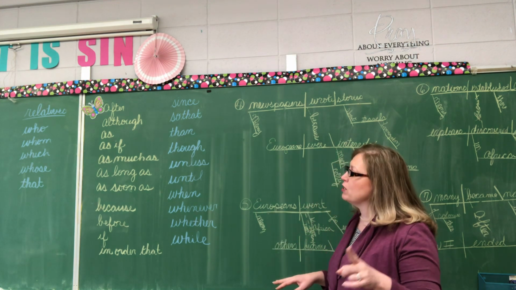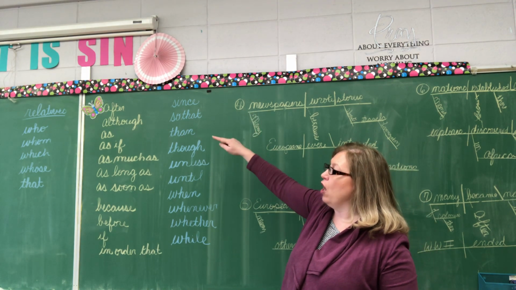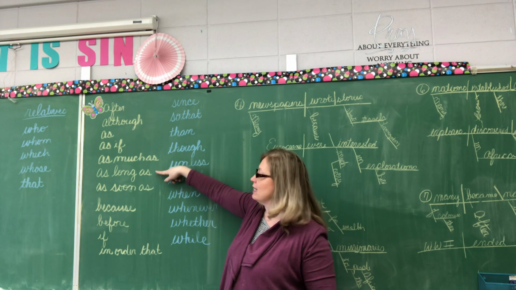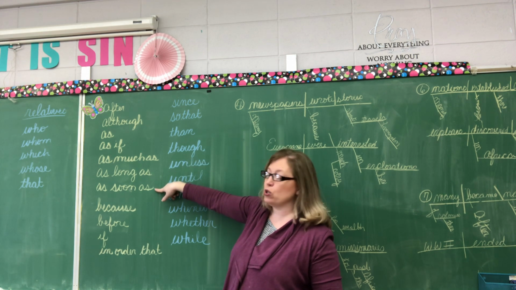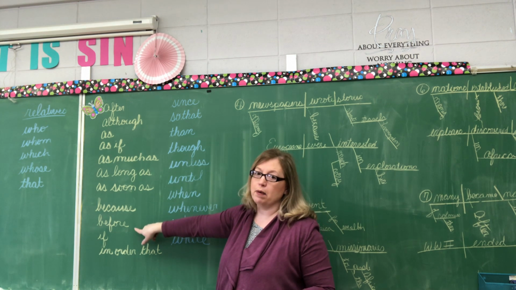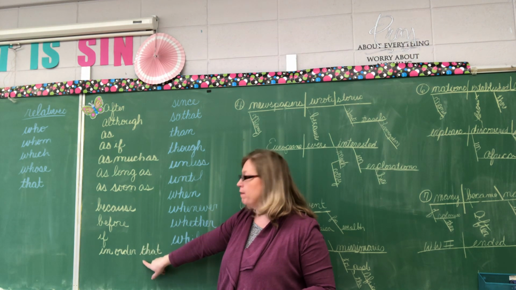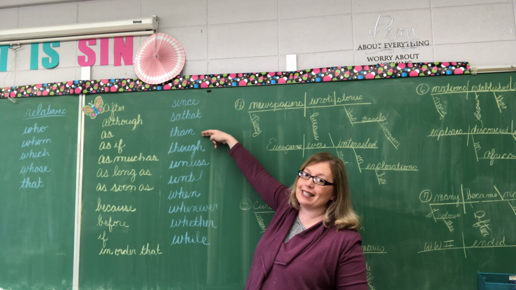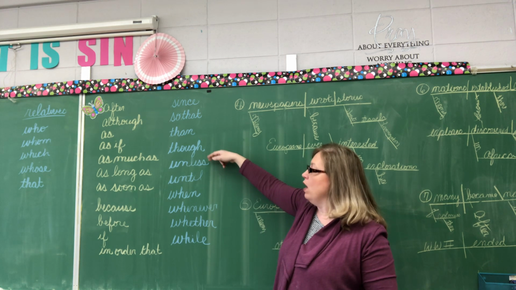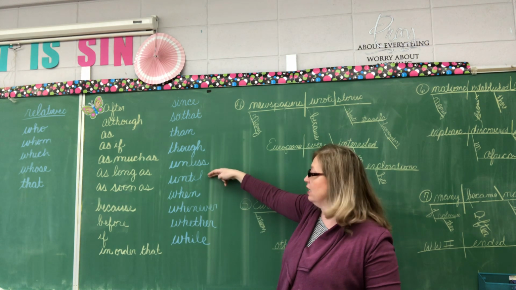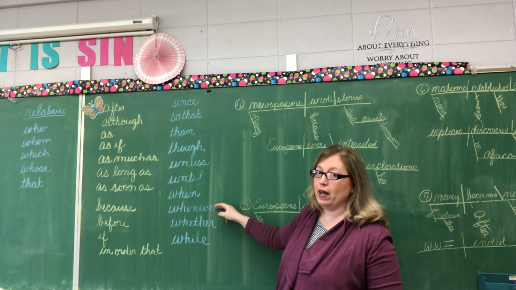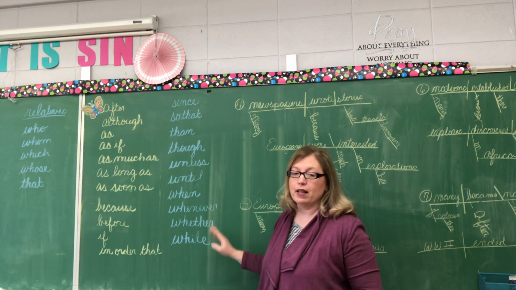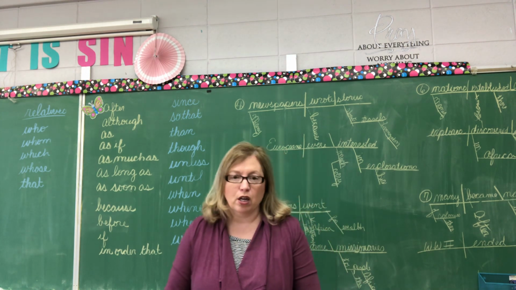Let's read the list one more time. After, although, as if, as much as, as long as, as soon as, because, before, if, in order that, since, so that, than, though, unless, until, when, whenever, whether, and while. Okay? These are our subordinating conjunctions.